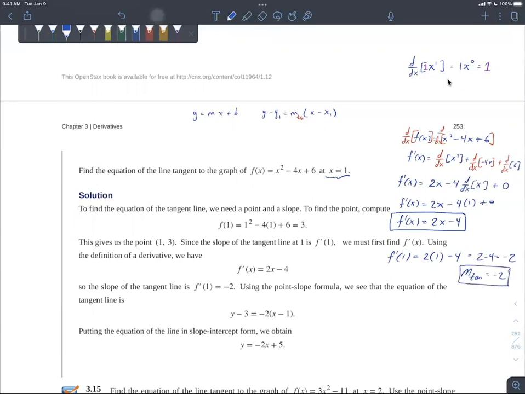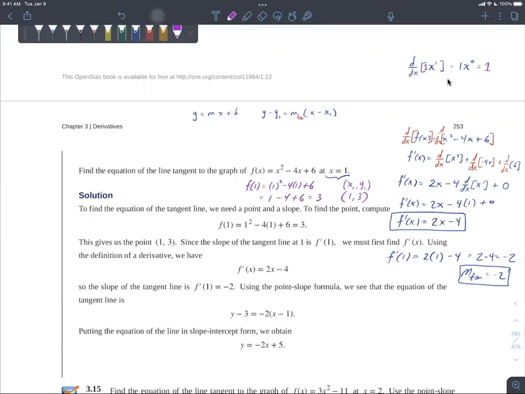And now we need a point on our line. Since this needs to be at x equals 1, we should find the y value corresponding to x equals 1. So we'll plug in 1 to the function. And so we get 1 minus 4 plus 6. This is equal to 6 minus 4 is 2, plus 1 is 3. And so we have our point 1 comma 3. This is our x1, y1, if you want to think of it that way.